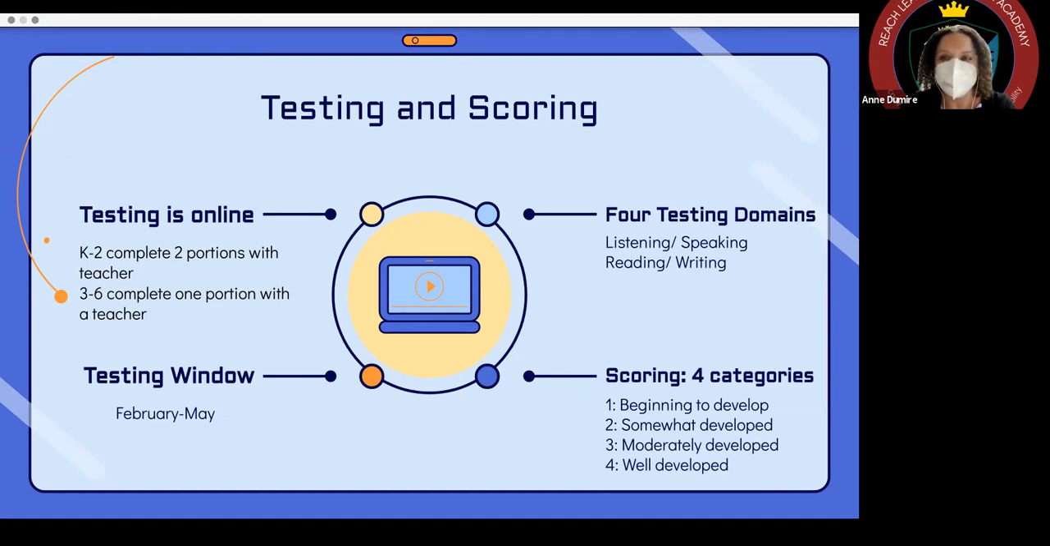Underneath that, we talk about the 4 scoring categories. Once they take their 4 domains, they're measured in 4 categories, kind of like on their report card. We set up the report cards to mirror what the state test is using for both SBAC and LPAC, so that if someone scores a 1, it means they're just beginning to develop, that they're learning those skills. If they score a 2, it's somewhat developed. If they score a 3, it's moderately developed. And if they score a 4, it's well developed. Questions? Testing and scoring? Yeah, everything's good.